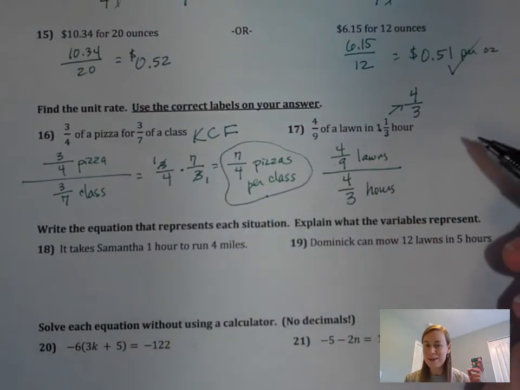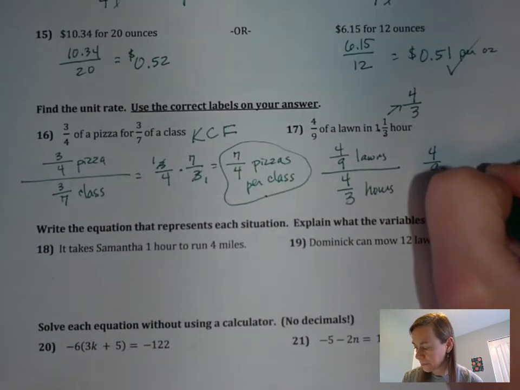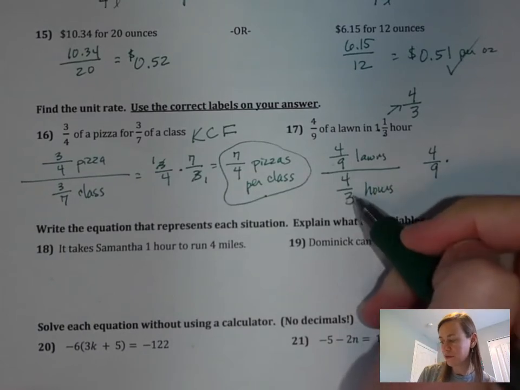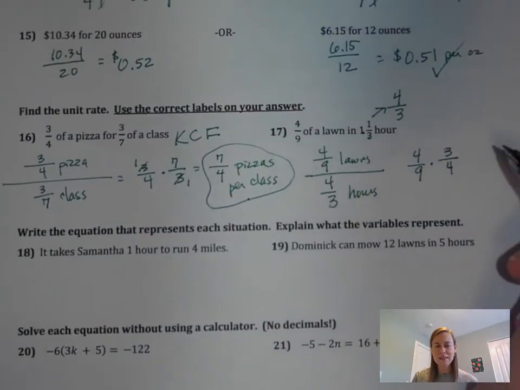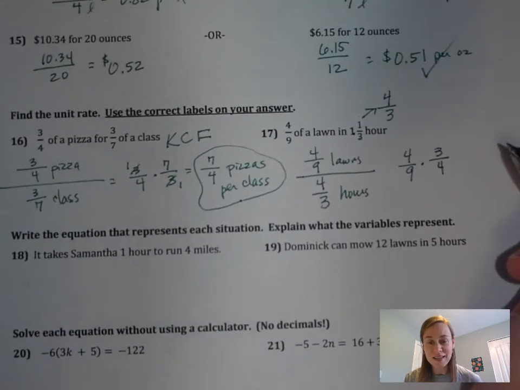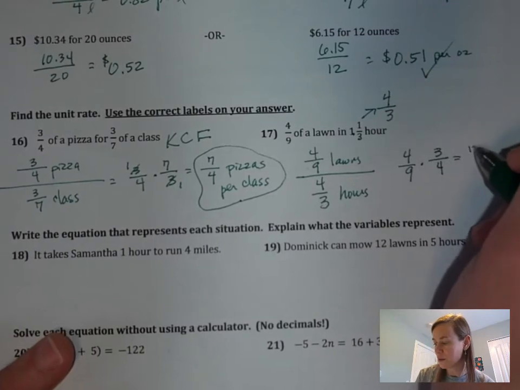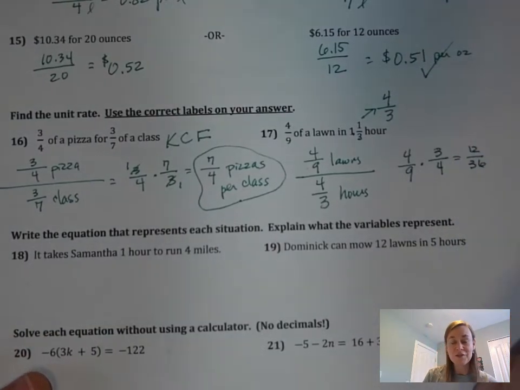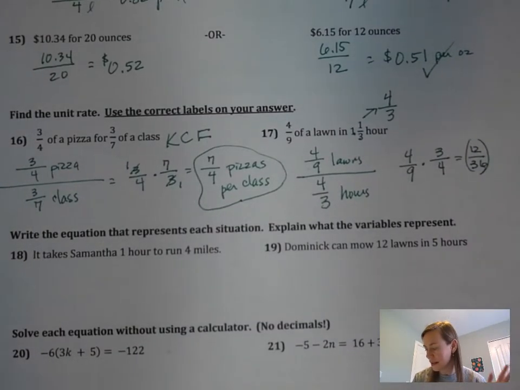Okay, once again, keep, change, flip. Let's do it. So we're going to keep 4/9. We're going to change the division into multiplication, and we're going to flip the 4/3. It's going to become 3/4. Can I do any cross-canceling here? By the way, if you don't like cross-canceling, you do not have to do it. You can just multiply it out. 4 times 3 is 12. 9 times 4 is 36. And then simplify from here. That's totally fine. But I like to cross-cancel, so I'm just going to show you that.